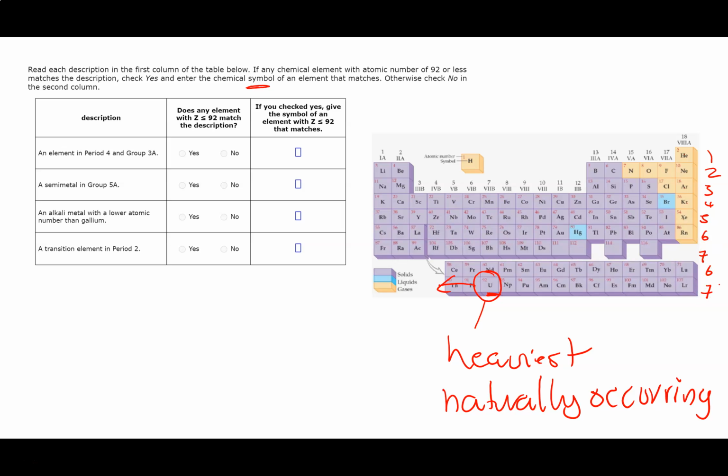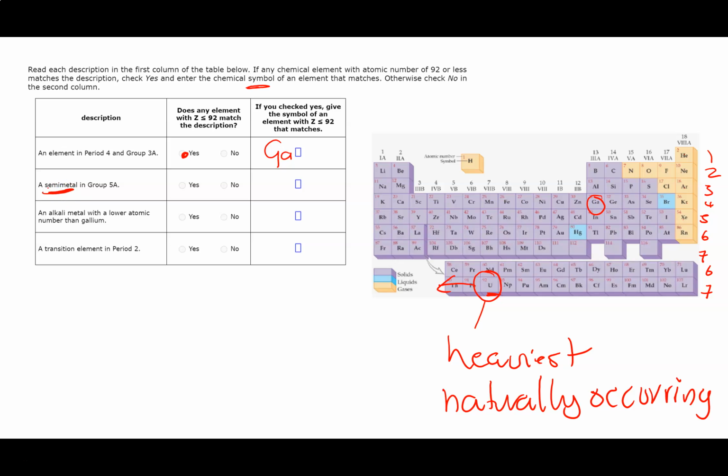There we go. Period 4, group 3A. So group 3A is here, period 4 is there. Oh, that's gallium. There you go. And it is less than 92. It is only 31. So Ga, make sure we get the case correct.